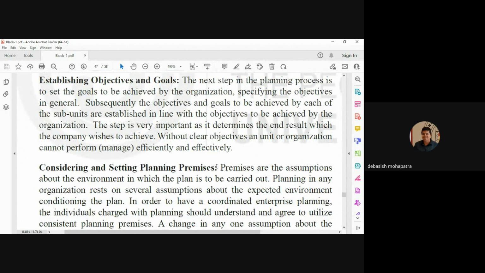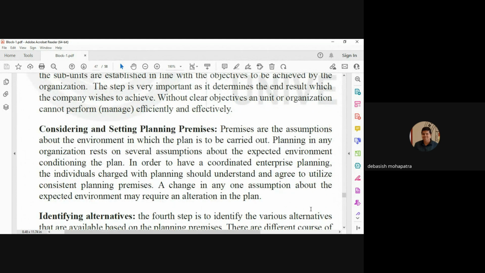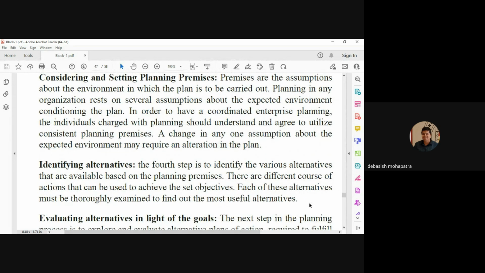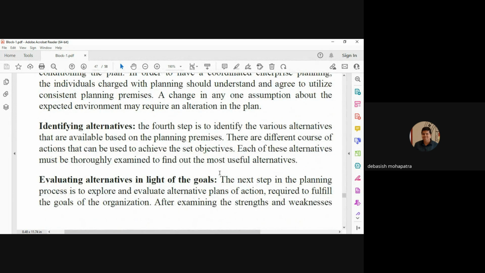Okay. Then considering and setting planning premises. Premises are assumptions about the environment in which the plan is to be carried out, and that should be planned. Planning in any organization rests on several assumptions about the expected environment. Then identifying alternatives. The next step is to identify the various alternatives that are available based on the planning premises. There are different courses of action that can be used to achieve the set objectives.